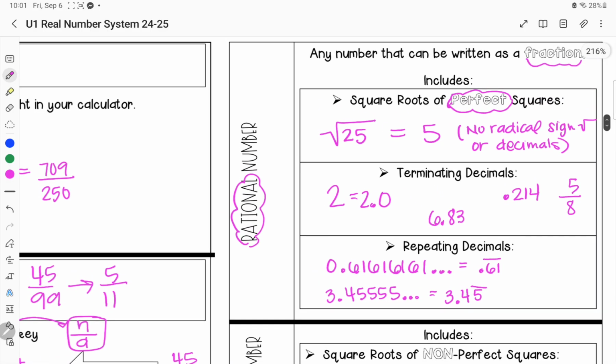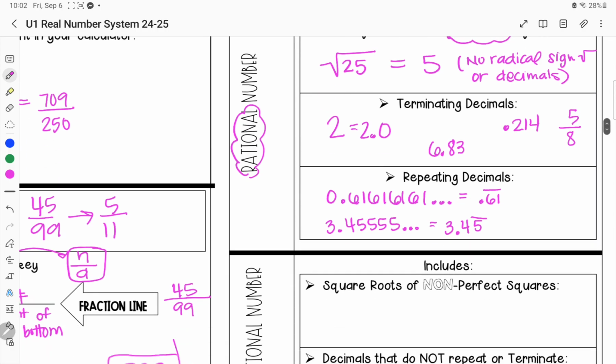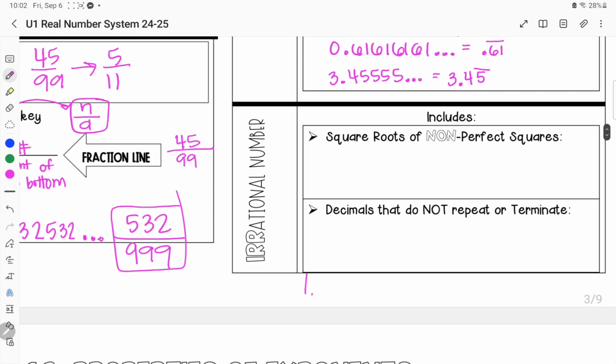So those are the 3 different things that qualify numbers as rational. Perfect squares, in other words, they come out as a whole number when we put in a radical sign. Terminating decimals, a decimal that ends. And repeating decimals, which is a decimal that goes on forever, but you could put a line over what's repeating. The other option is irrational, and these are ones that do not make sense.